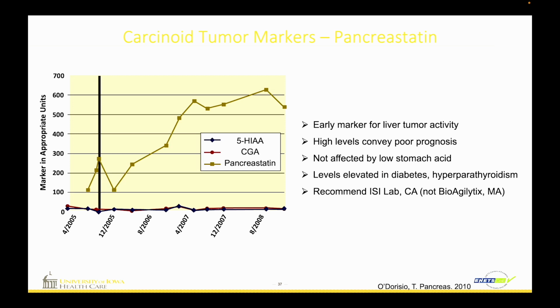There's one laboratory on the East Coast where I see many patients coming to me with high pancreastatin levels because they get it tested at Bioagiletics. I can't find any tumor. I repeat the pancreastatin in another laboratory in California. It is normal. So I really recommend not using that one, and there are even papers in the medical literature about it.